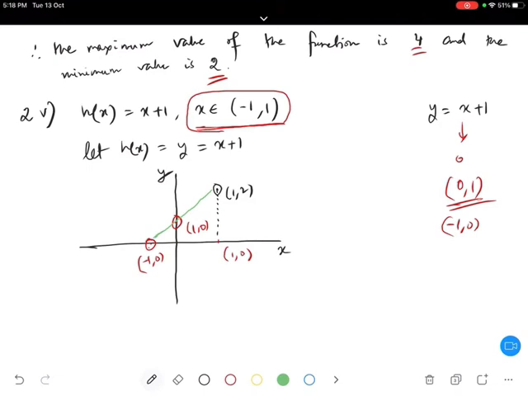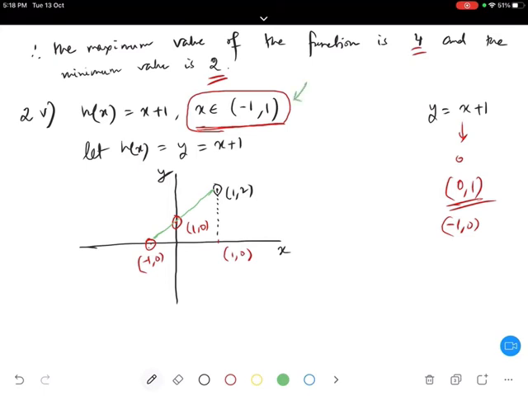Look guys, it is an open bracket at 1 and it's an open bracket at -1. So open bracket means what? The function will never become 2, and since it's an open bracket here at -1, the function will never become 0. Everyone, have you understood this concept? Have you understood the diagram? Yes or no?